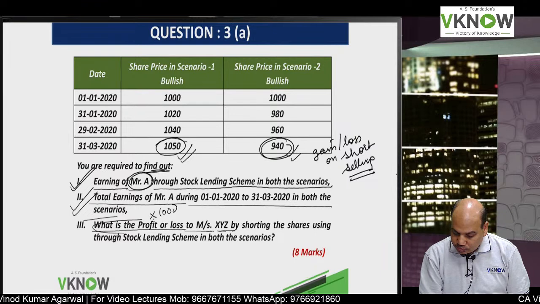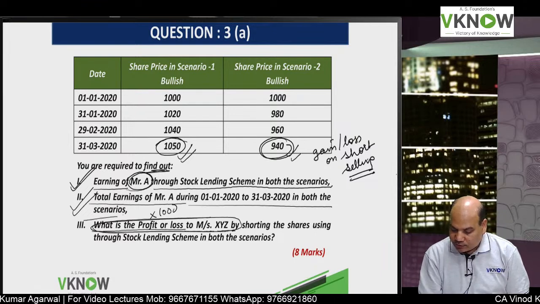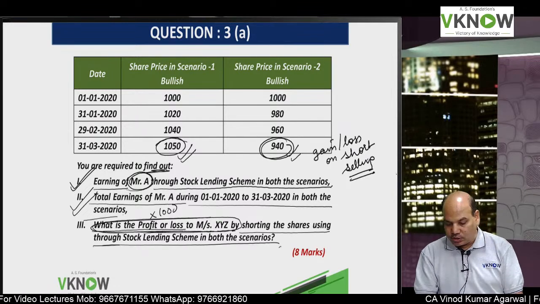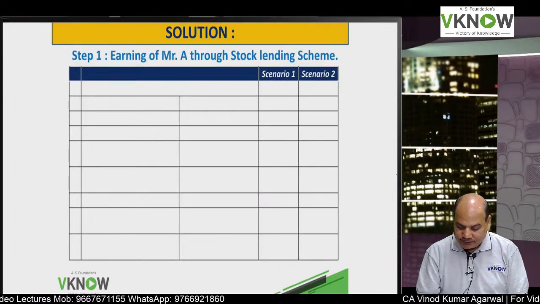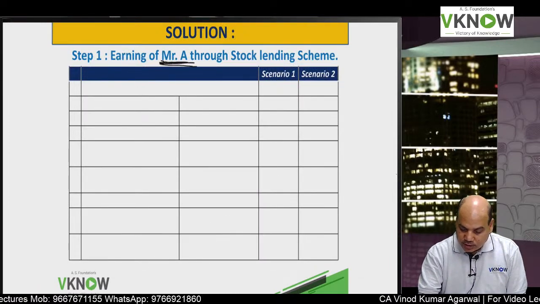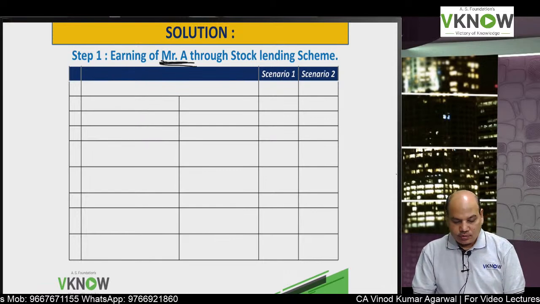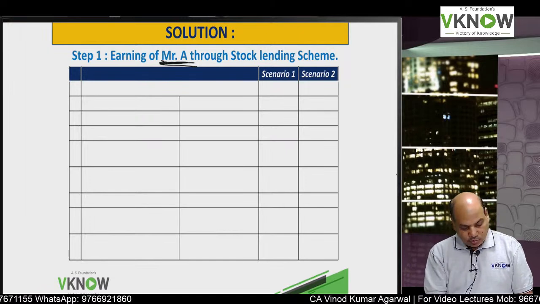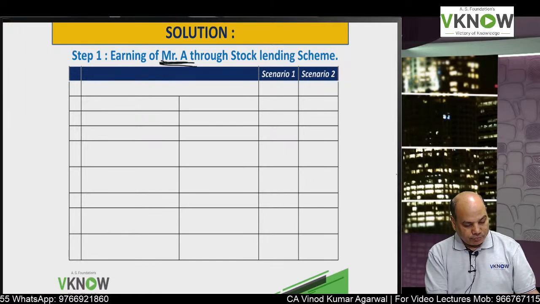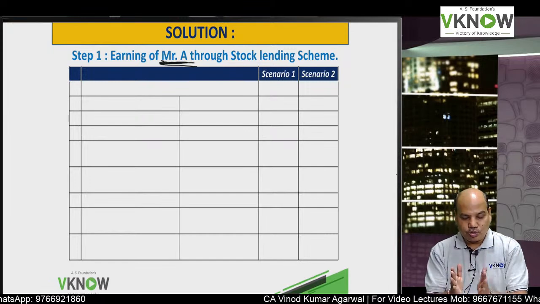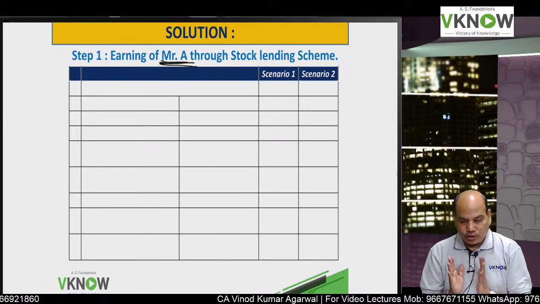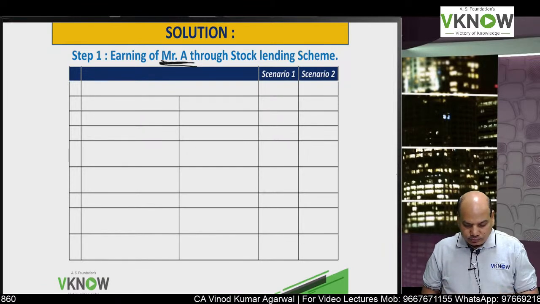Now you also have to look at the question from XYZ's point of view, by shorting the shares using the stock lending scheme in both the scenarios. So this is a good question. First we'll solve for Mr. A. Please write down the answer. How will you present the answer? This question you may not have done earlier, so I will ask you to take your notebook and write it down along with me. This will give you confidence that you can answer such a question in the exam.